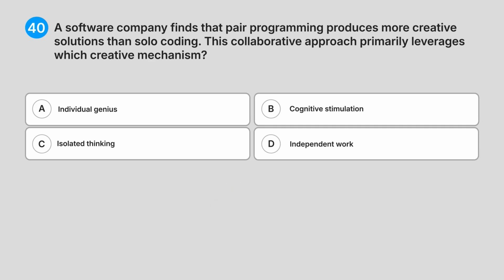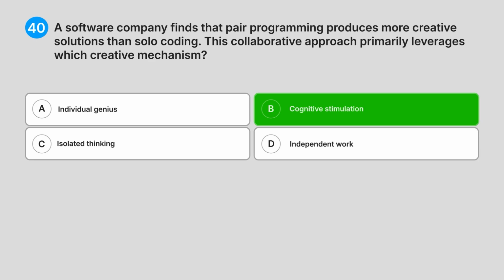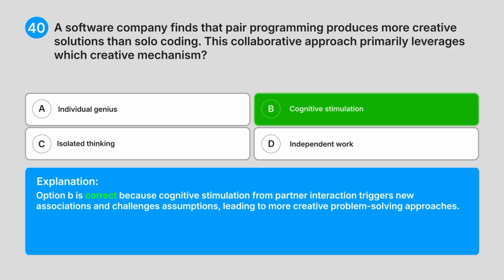Correct answer, B. Cognitive stimulation. Explanation. Option B is correct because cognitive stimulation from partner interaction triggers new associations and challenges assumptions, leading to more creative problem-solving approaches.